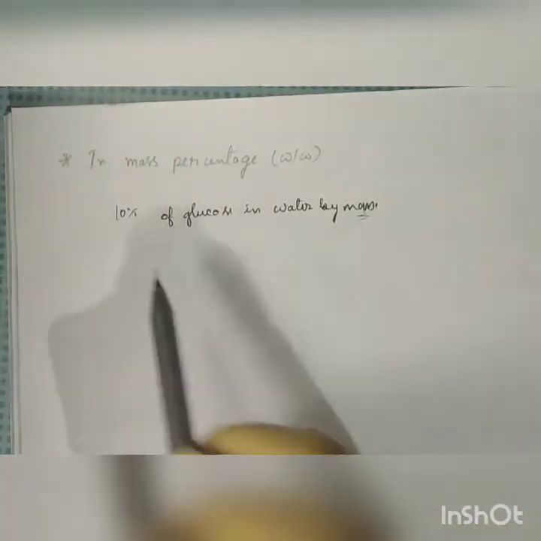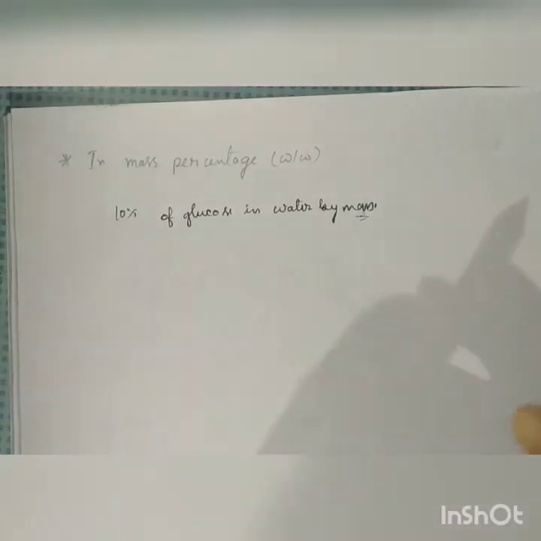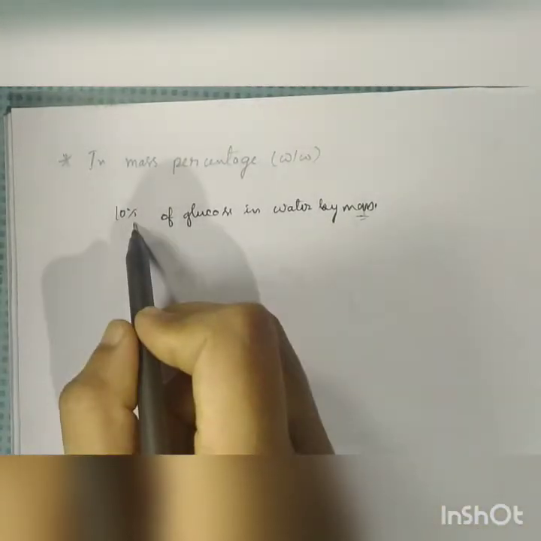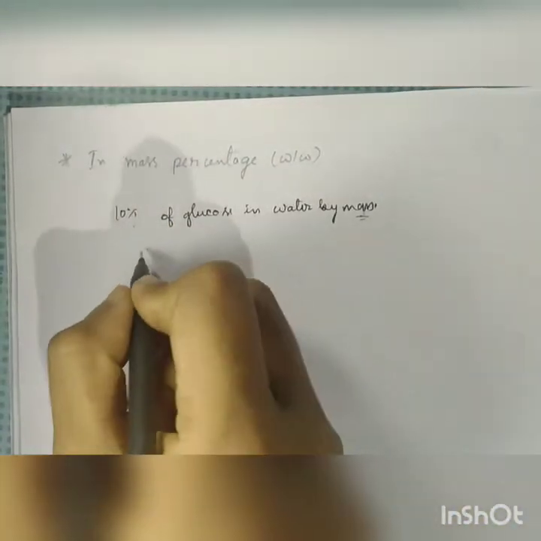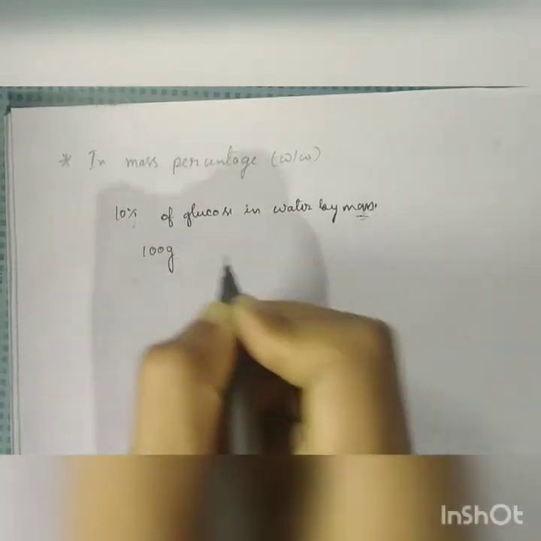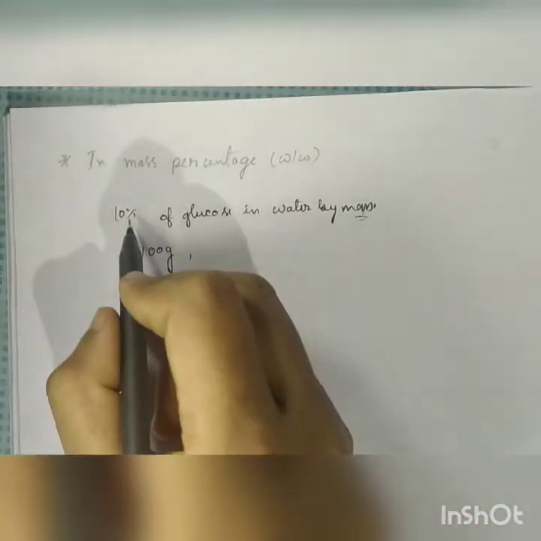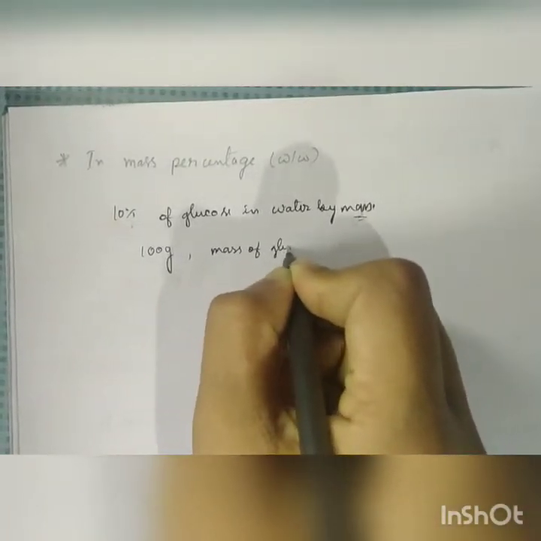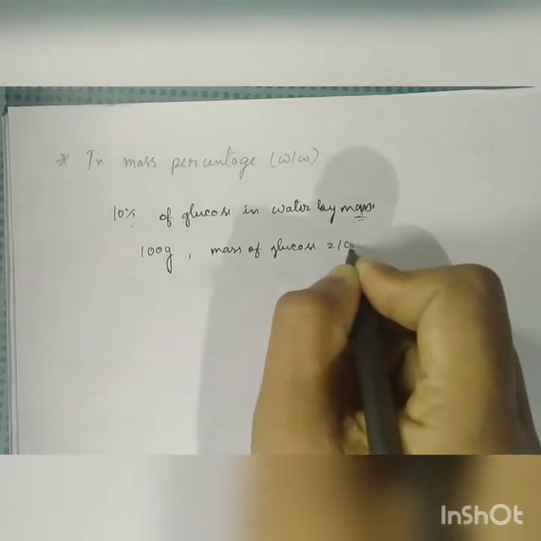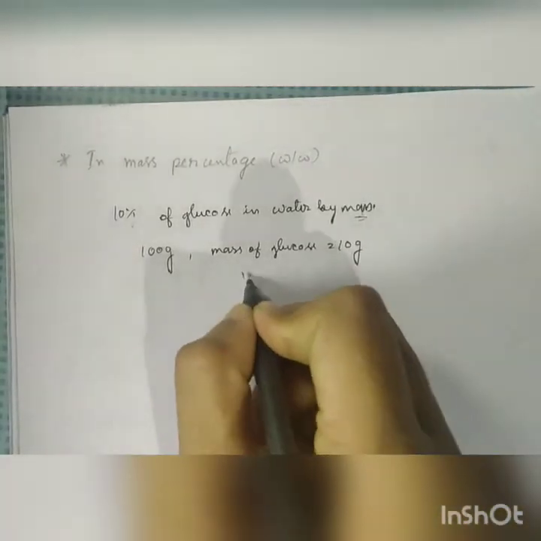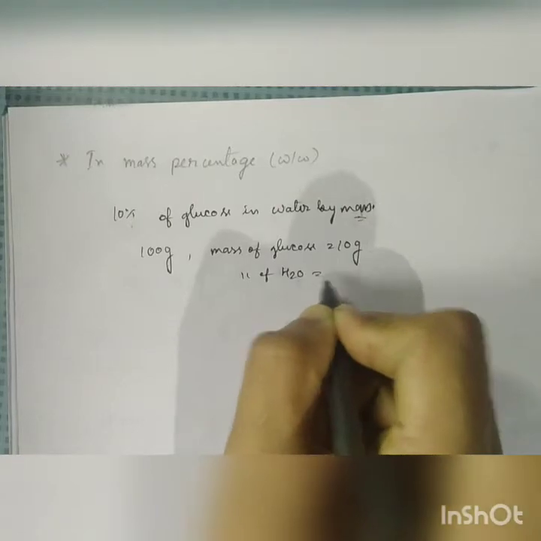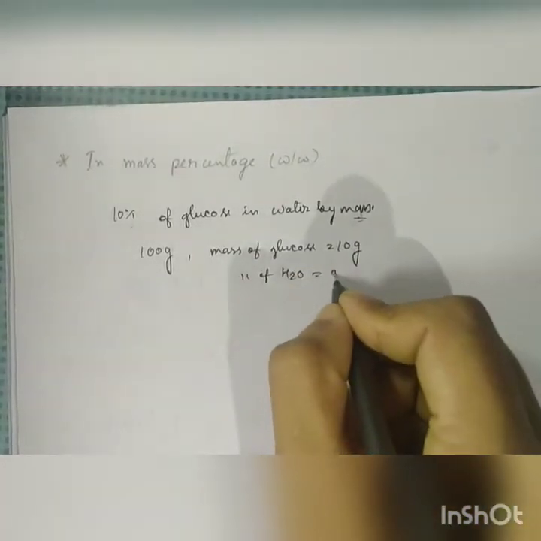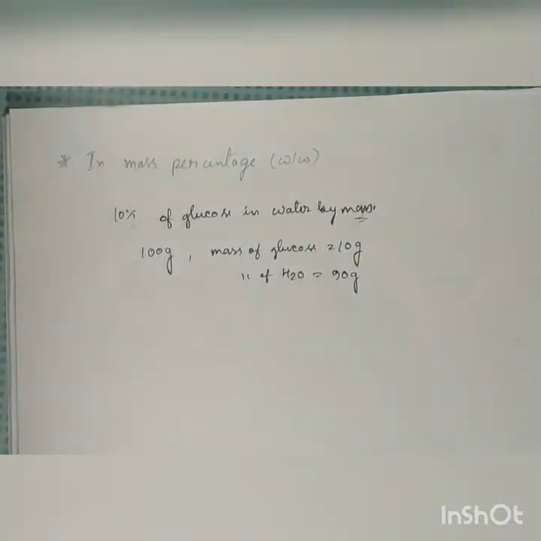The first one is what? Mass percentage. For mass percentage, we took the example of 10% of glucose in water by mass. Here the total mass of this solution is 100 gram, and only 10% is glucose. That means the mass of glucose will be 10 gram, and the mass of water will be 100 minus 10, that means 90 gram. So there is 90% of water.